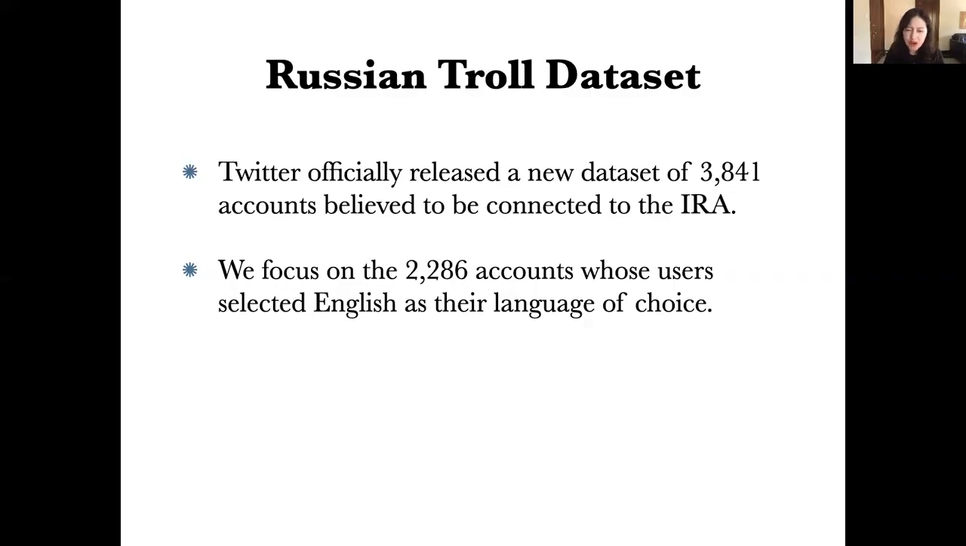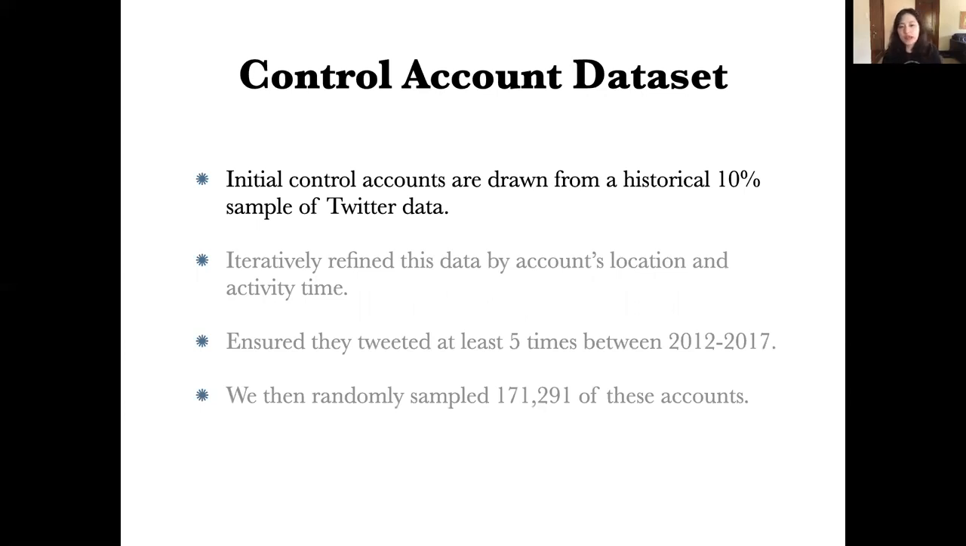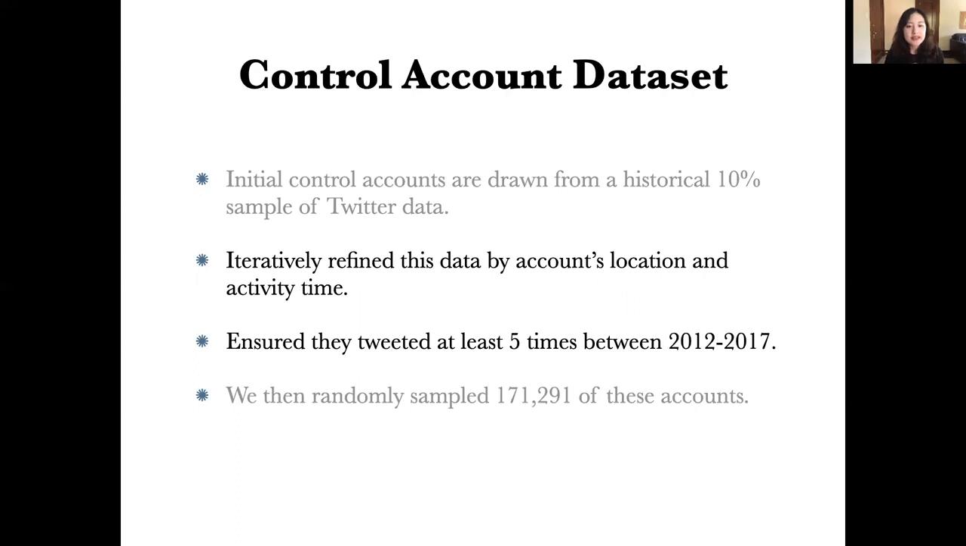Although it's a very rough proxy of whether an account is American or trying to imitate American, we thought it was okay enough. In terms of the control account data set, we assembled this by ourselves. The initial data set was drawn from a historical 10% sample of Twitter data, the Garden Hose data. We iteratively refined this data by account's location and activity time. We ensured that the accounts tweeted at least 5 times between 2012 and 2017, which is the time that the Russian trolls in the Twitter data set were active. Then we randomly sampled about 170,000 of these accounts.